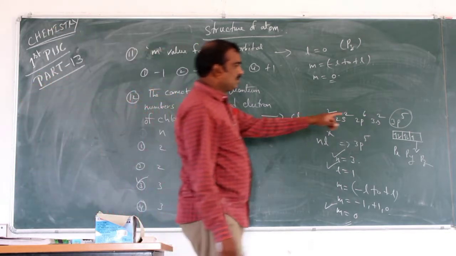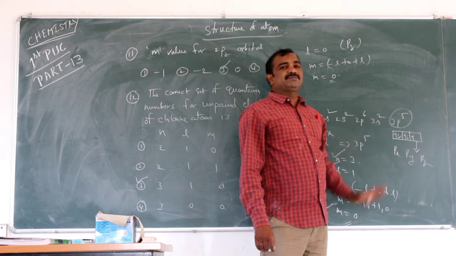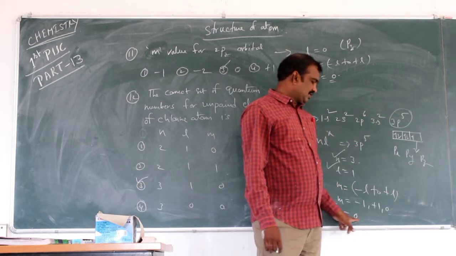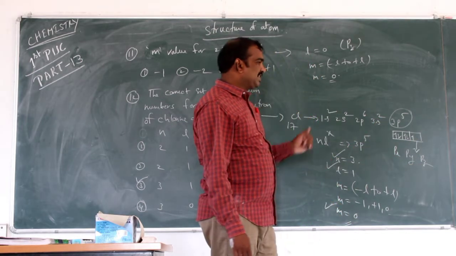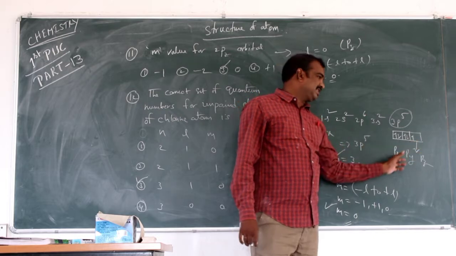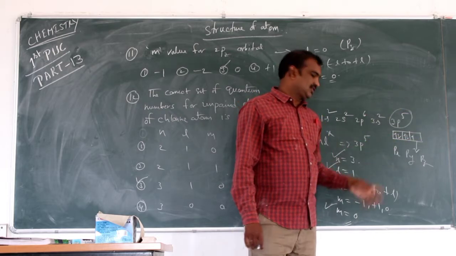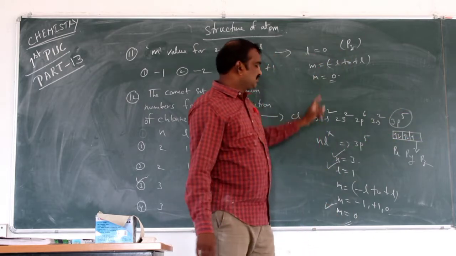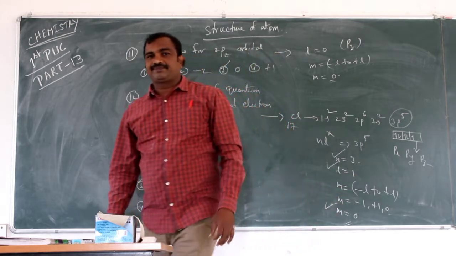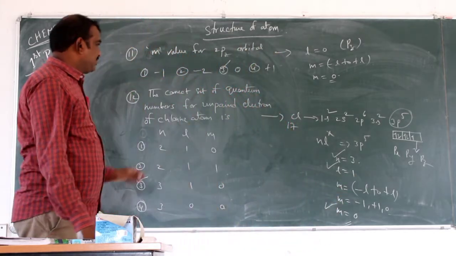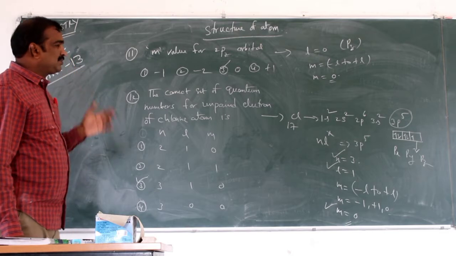See here, the correct set of quantum numbers for an unpaired electron of the chlorine atom. Among these, which one is unpaired? This one, so it is pz, and the m value is 0. Why is it pz? Because in the sequence px, py, pz, it comes last. So for pz, m is equal to 0. That is the answer. This is the way to approach the objective pattern.